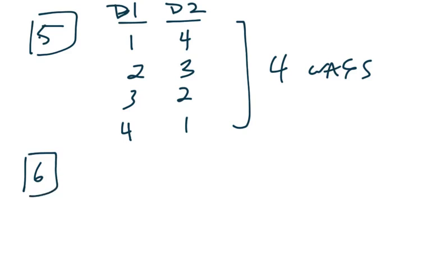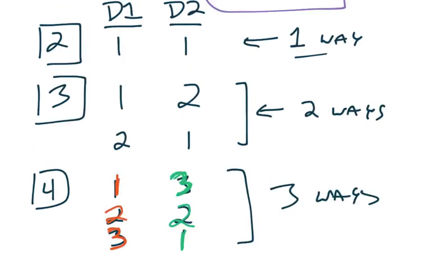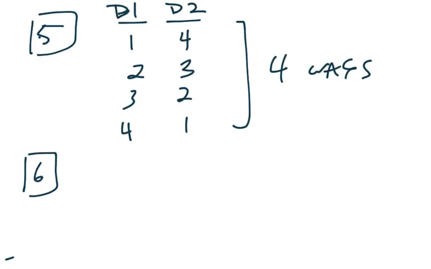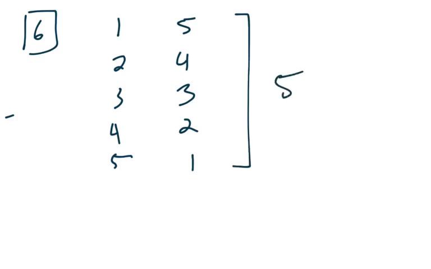6. If you had to guess, right? If you had to put money on it, 1 way, 2 ways, 3 ways, 4 ways, you're probably going to guess that this next one can occur 5 ways. And you would be correct, right? So you could have a 1 and a 5, 2 and a 4, 3 and a 3, 4 and a 2, 5 and a 1. There are 5 ways that this can occur.